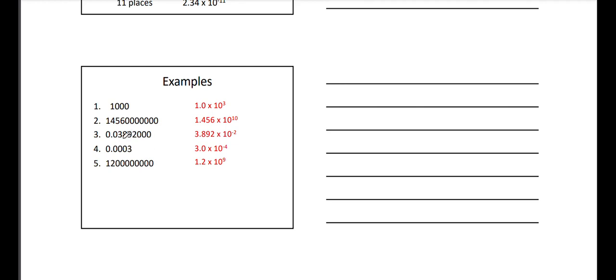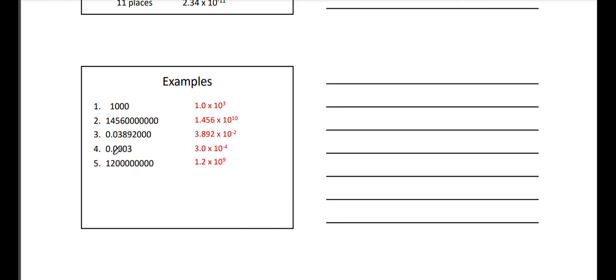Let's do this one here. So I'll put the decimal right in here. I moved 1, 2. So it's going to be 3.89 times 10 to the power negative 2. Why is it a negative 2? Because the number is less than 1.